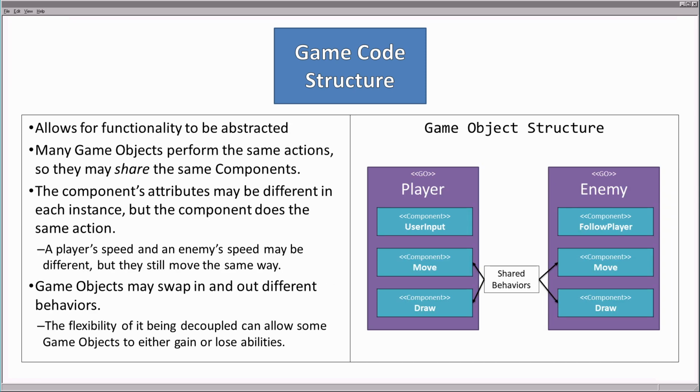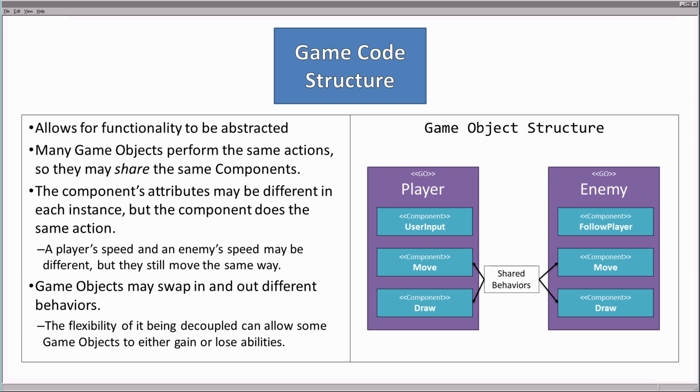The difference is not based on a data type, but on how it behaves. This structure allows for functionality to be abstracted. Many game objects perform the same actions, so they share the same components. We can see both player and enemy can move and draw. We consider writing one class move and another class draw and simply adding those to the player and enemy game objects. The component's attributes may be different in each instance, but the components do the same action. For instance, a player's speed and an enemy's speed may be different, but they're still moving the same way. From a functional standpoint, they do the same thing, but they just have different values.